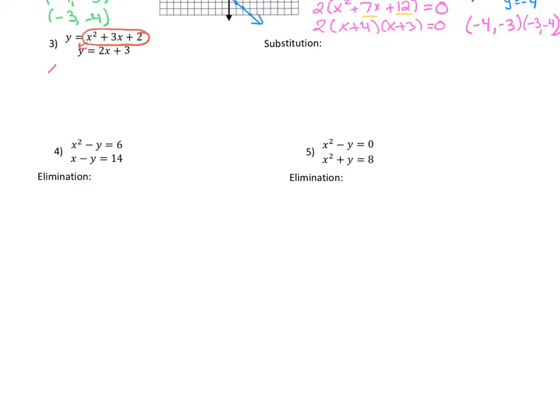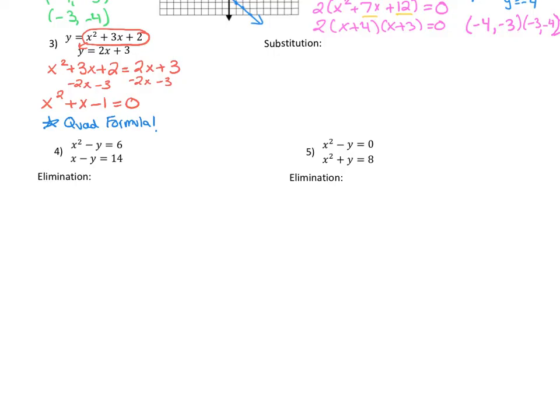So I'm going to have x squared plus 3x plus 2 is equal to 2x plus 3. Now I want to make sure this equation's in standard form, so I'm going to make it equal to 0, and I'll get x squared plus x minus 1 equals 0. Now, ideally, I'd like to be able to factor this equation, but if I think about what multiplies to -1 and adds to 1, it's not possible to factor this equation, so I'm going to have to use the quadratic formula.